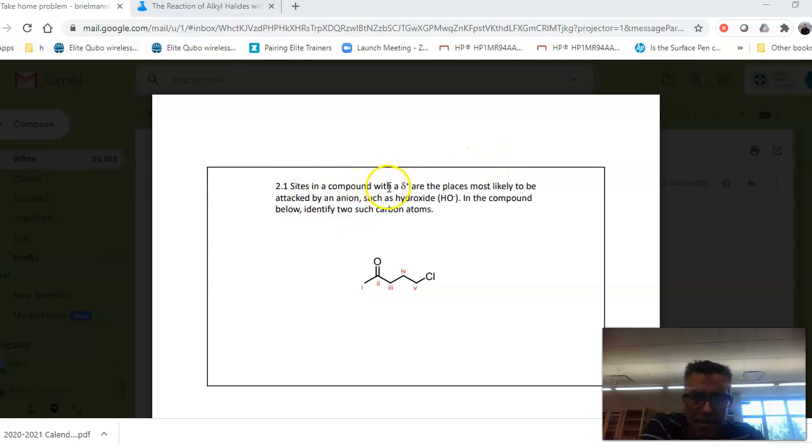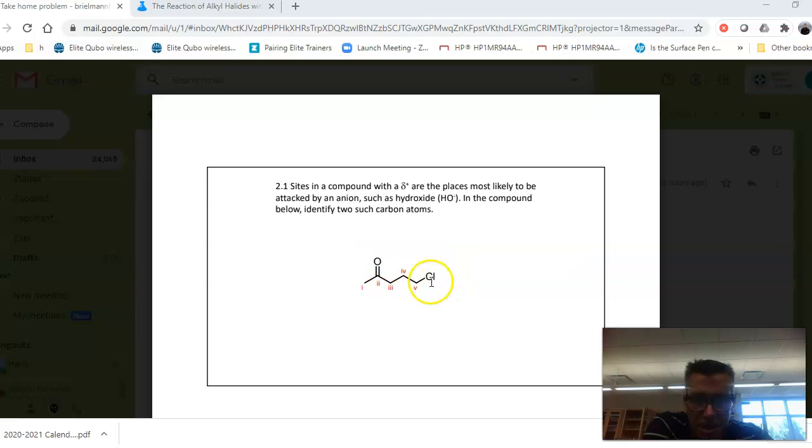2.1 Sites in a compound with a delta plus are the places most likely to be attacked by an anion such as hydroxide. In the compound below, identify two such carbon atoms. Little delta plus means it's electropositive. So what you look for is a carbon that's next to an electronegative element. Anything to the right of carbon is likely to be more electronegative on the periodic table.